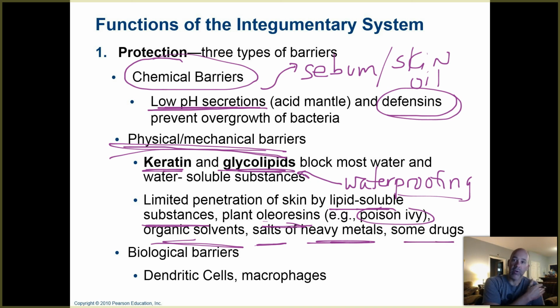For example, birth control patches have hormones in them that are hydrophobic, and those can be absorbed through the skin. So hydrophobic things can be absorbed.